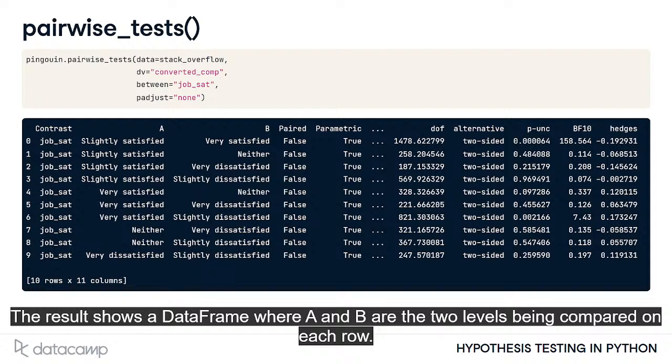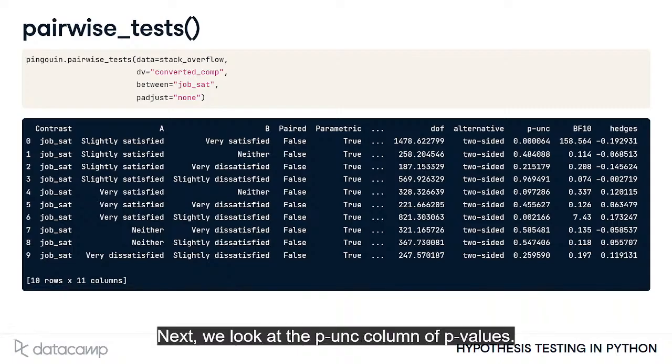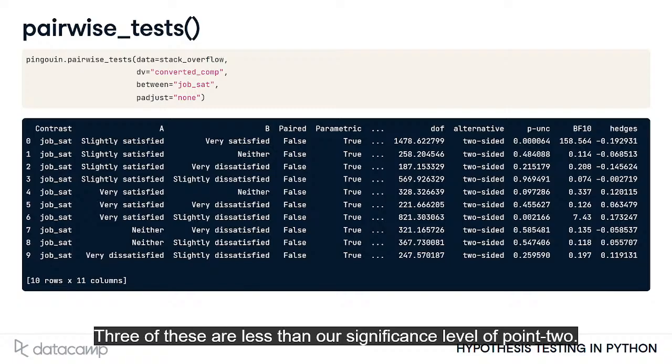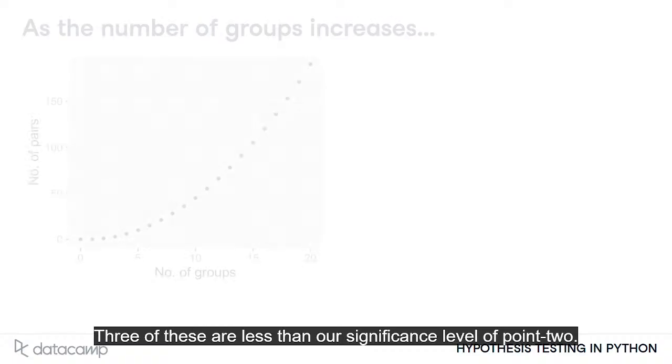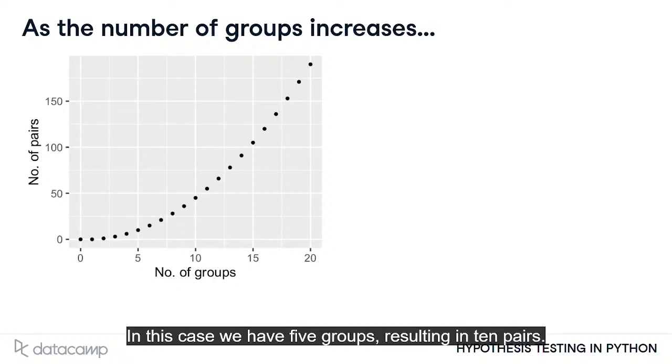The result shows a data frame where A and B are the 2 levels being compared on each row. Next we look at the p-unc column of p-values. 3 of these are less than our significance level of 0.2. In this case, we have 5 groups, resulting in 10 pairs.